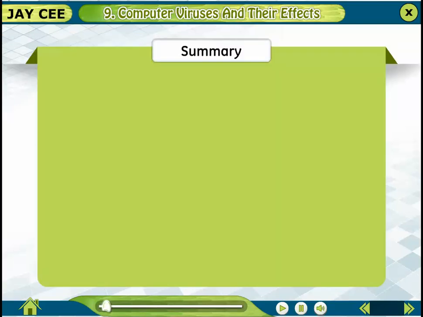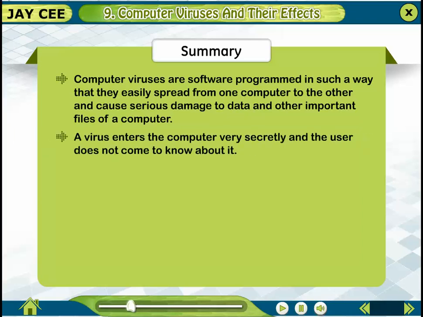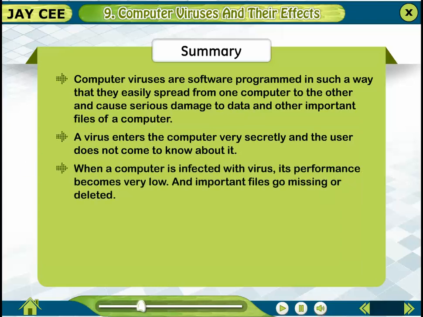Summary. Computer viruses are software programmed in such a way that they easily spread from one computer to the other and cause serious damage to data and other important files of a computer. A virus enters the computer very secretly and the user does not come to know about it. When a computer is infected with virus, its performance becomes very low and important files go missing or deleted.